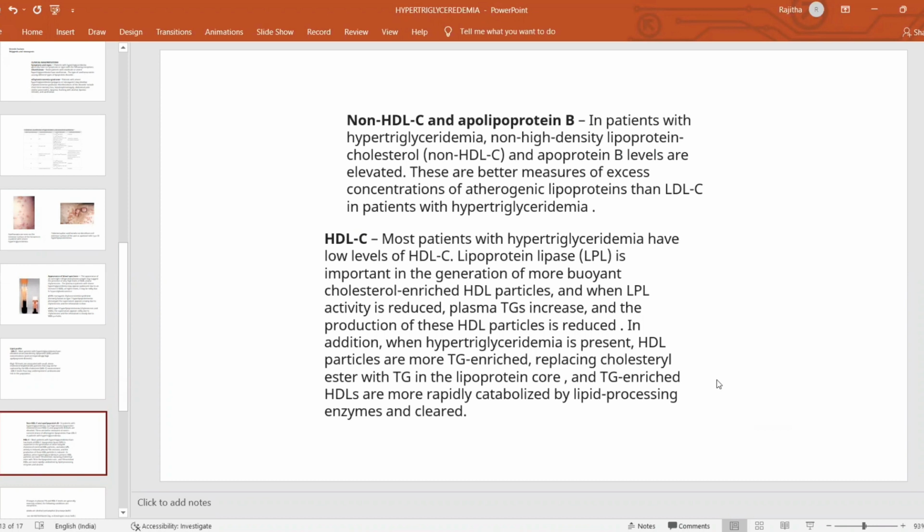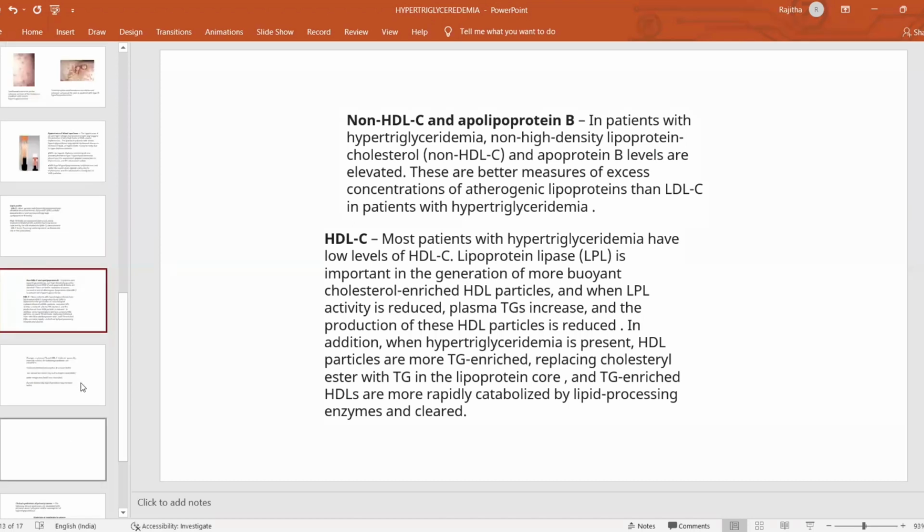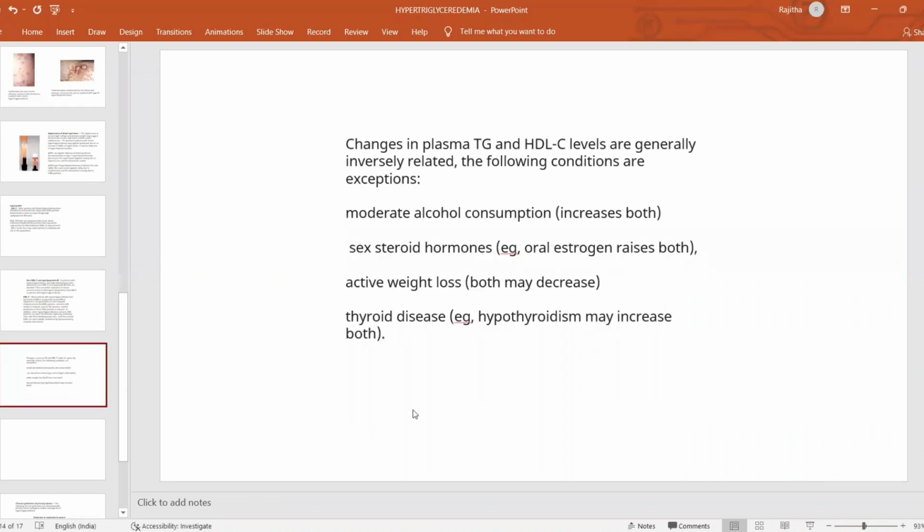Usually the core of the HDL is made up of cholesterol ester, but because of high triglyceride levels, the HDL core becomes triglyceride-enriched, and therefore it is catabolized by lipoprotein lipase very rapidly. So what we generally see associated with hypertriglyceridemia is a low level of HDL-C. Changes in plasma triglycerides and HDL cholesterol levels are generally inversely related, except in the following conditions.